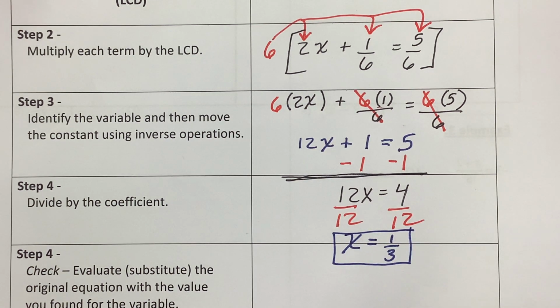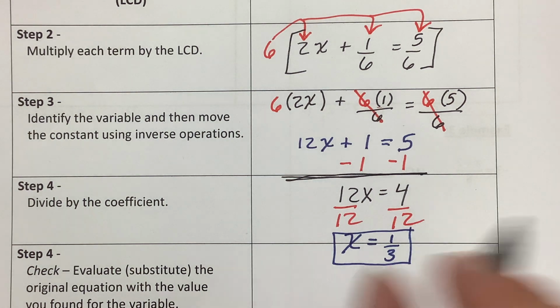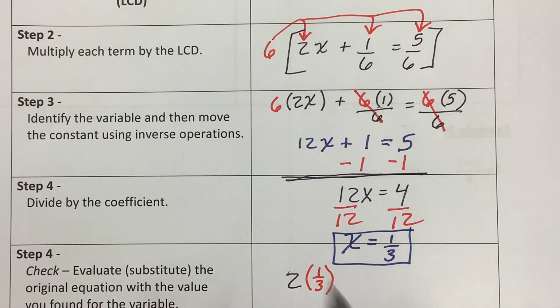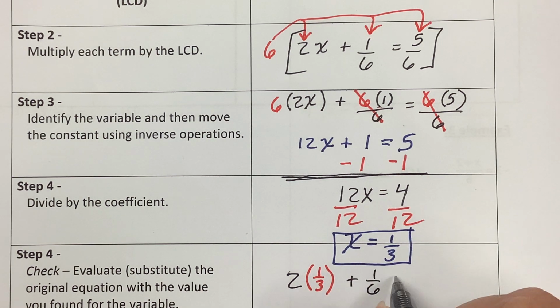Now listen, I could change it to 0.3 repeating, but why would I do that? It makes it so much more difficult. Just leave it as a fraction, because look what's going to happen when it's a fraction. Stay with me on this one. I have 2 times 1/3 plus 1/6 equals 5/6. Okay, 2 times 1/3 is 2/3 plus 1/6 equals 5/6.